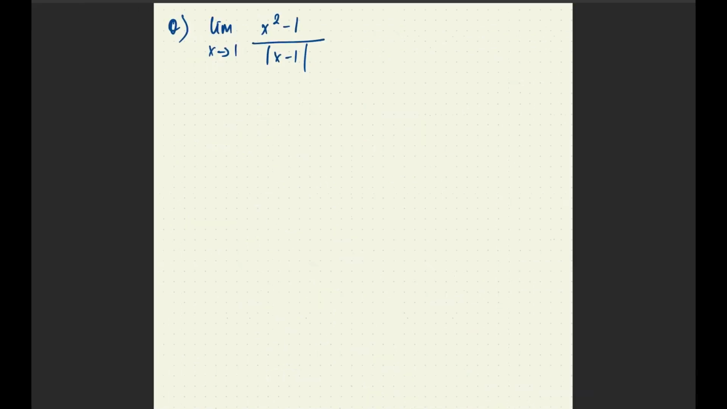Okay, so let's try and solve this final question for this video. This is the limit as x approaches 1 of x squared minus 1 divided by the absolute value of x minus 1. First things first, we're going to try and plug in. 1 squared is just 1, so that gives you 1 minus 1 divided by the absolute value of 1 minus 1, which is 0. So this is just 0 divided by 0, and again this is an indeterminate answer.